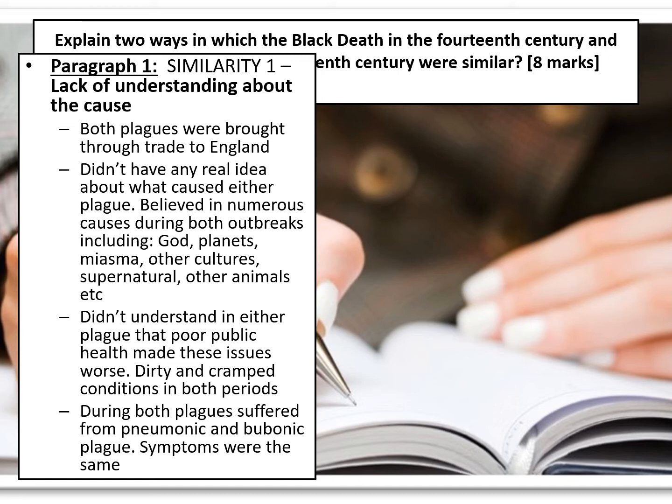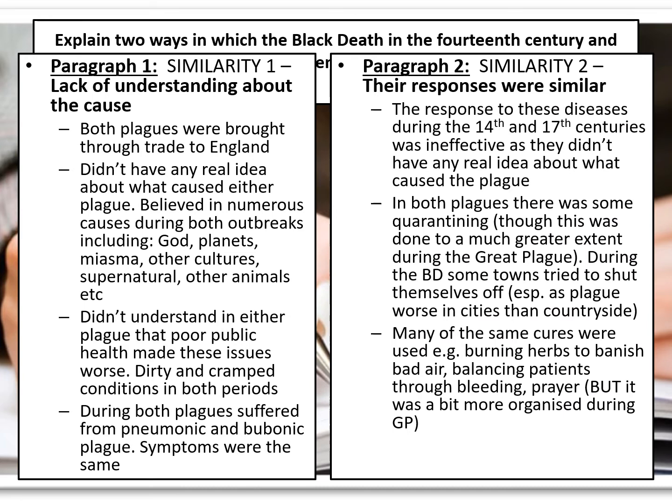Now, they also didn't understand that poor public health made these issues much worse. And again, you could bring in some of that own knowledge there and discuss the dirty and cramped conditions in both periods that made it so much worse, because we got more spread of vermin and therefore the fleas as well. You could even, if you wanted to, discuss the fact that both plagues suffered from pneumonic and bubonic plague, and that they didn't understand the differences between those and the fact that they were circulating at the same time. You wouldn't need to say all of that to get the first full marks, but there are some examples there of what you could use in your answer.